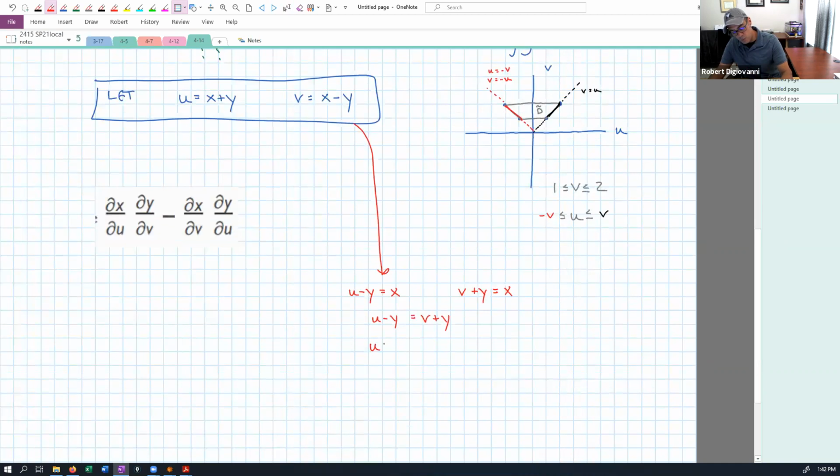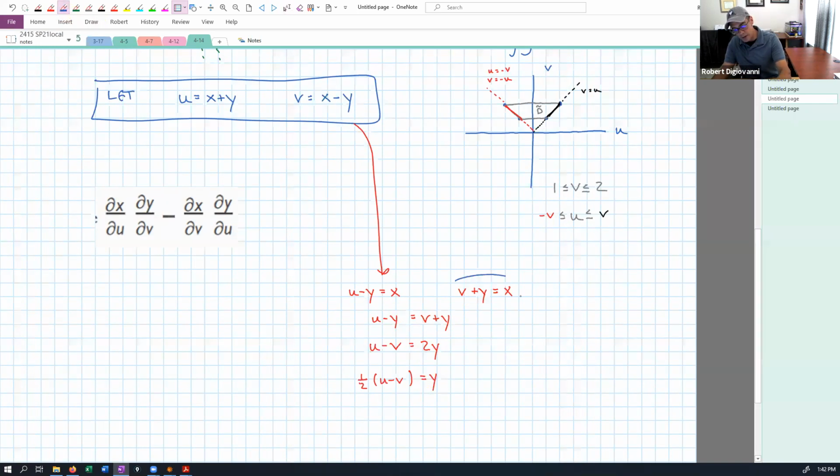Move all the y's to the right, u's and v's to the left. Divide by 2 or multiply by 1/2. Y'all get what I did there? Solve for x, set them equal, solve for y, there we go.